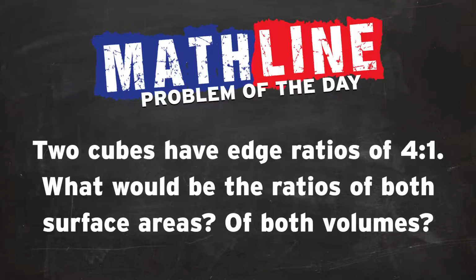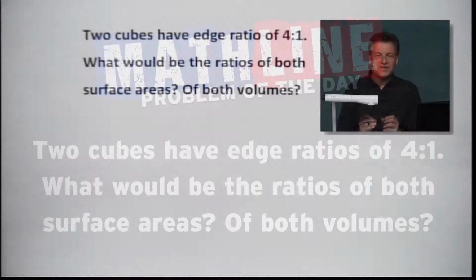So that means basically we're looking at a cube and the edges are where the two faces come together. Not a point, not a vertex, that's a vertex point. What would be the ratios of both surface areas and then of both volumes of those two cubes? So we're thinking small cube and a much larger cube. So let's take a look at this and see what's going to happen.